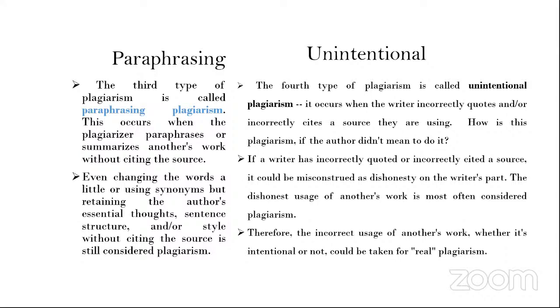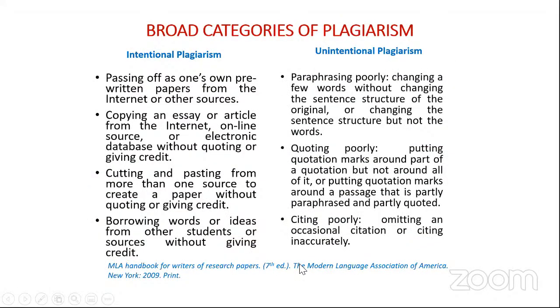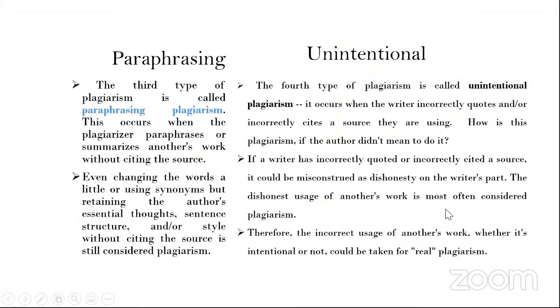Unintentional plagiarism, as I told you in the previous slide also, is the fourth type of plagiarism. It occurs when the writer incorrectly quotes. As I told you, there are three different types: basically quoting, paraphrasing, and citing poorly. Any of these can be unintentional. Maybe the author does not mean to do that, and he or she does it. So that becomes unintentional plagiarism.